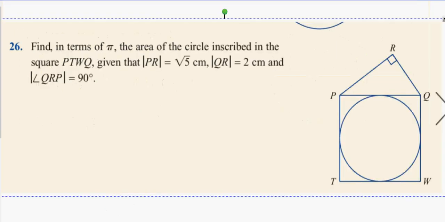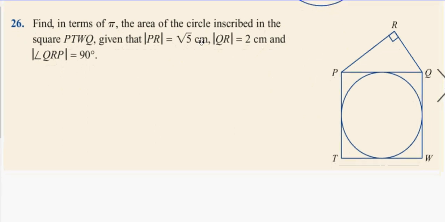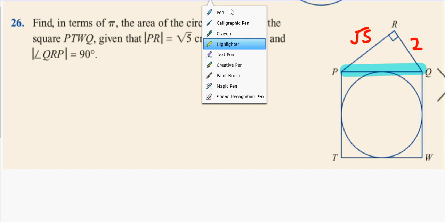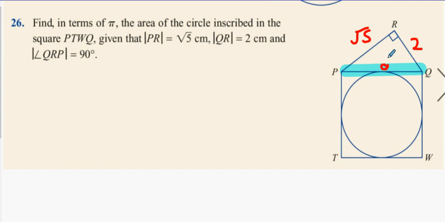Alright guys. Find in terms of pi the area of the circle described in the square PTWQ, given that PR is root 5. QR is 2. Well, I think my intention would be to get this length here, wouldn't it? We'll just call it D for diameter. Why am I calling it D for diameter? Because if you bring it down, it's the diameter of the circle.